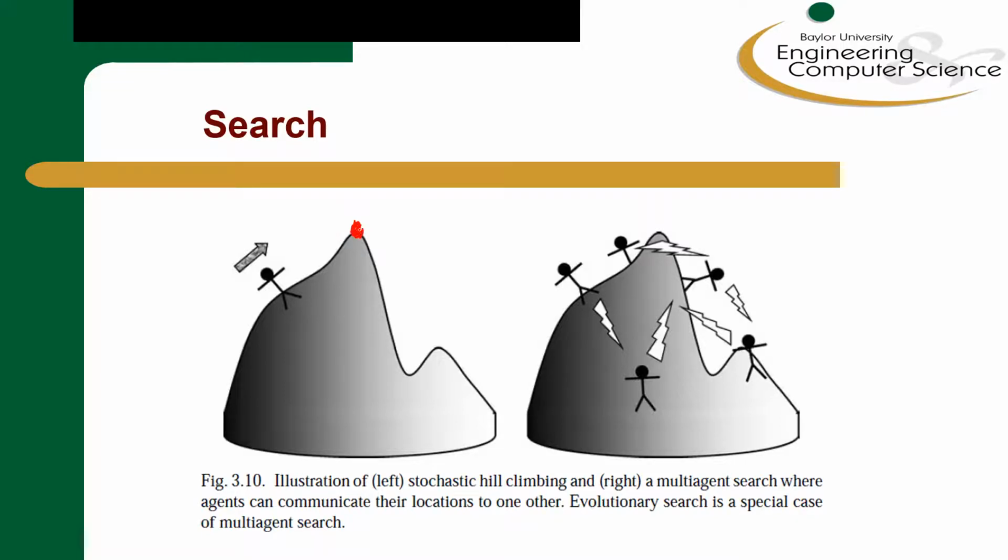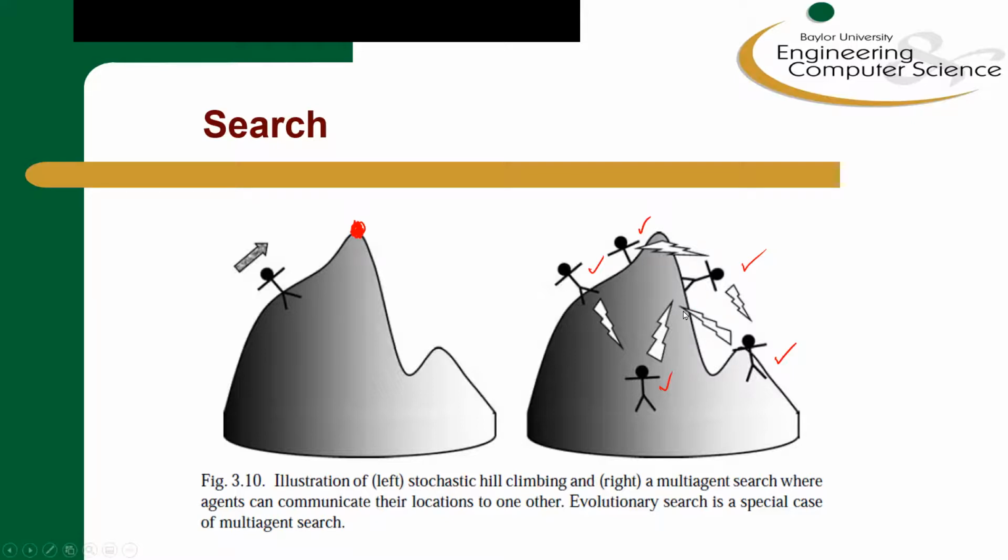Now with so-called multi-agent search, you can have a bunch of guys climbing around the landscape. And not only are they looking at their feet and know where they're at, they know the fitness of where they're at, but they can communicate with everybody else. So everybody knows what everybody is doing. One of the most successful of these is so-called particle swarm search. But even particle swarm search has problems associated with it.